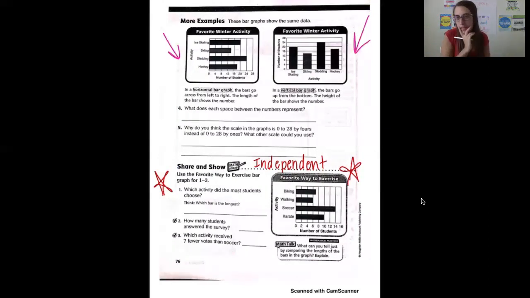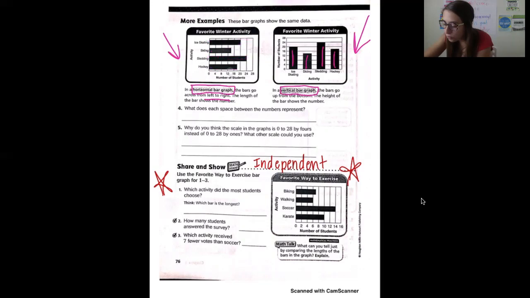Now they look a little bit different because one is a horizontal bar graph and one is a vertical bar graph. Let's look at horizontal. So this is another key vocabulary word, so I'm going to go ahead and box this in. In a horizontal bar graph, the bars go from left to right. So if you see here, the bars are going from left to right. The length of the bar shows the number. Now here in a vertical bar graph, the bars go up from the bottom. So as you can see here, they're all going up. The height of the bar shows the number, so it's really the same thing.